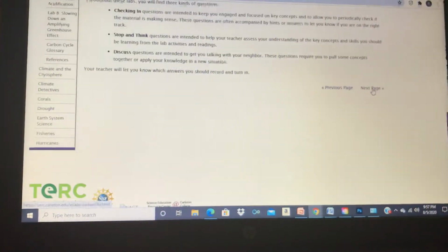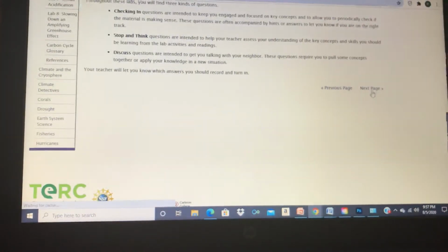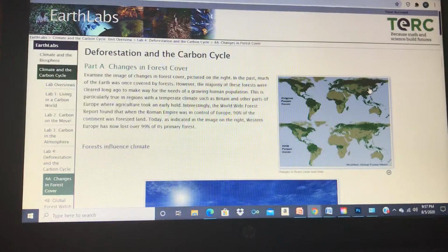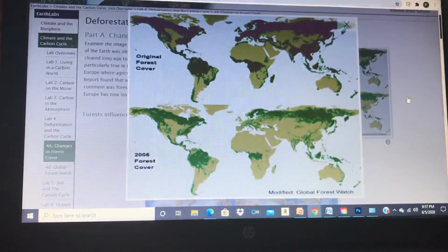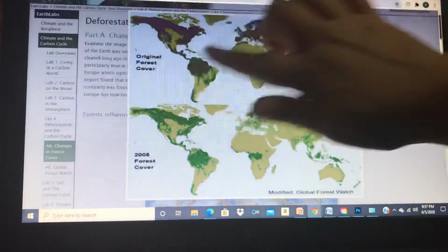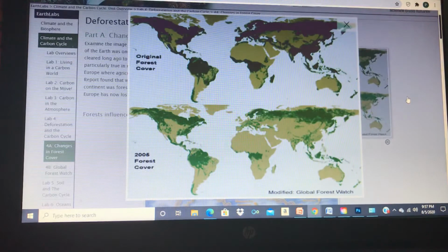So we're going to go to the next page. Scroll down and click to next page. So, deforestation and the carbon cycle. This we actually talked about in our last picture. So we're going to click on that and you can see in the very top part of this picture is the original forest cover. You can see how much darker that is compared to this image here from 2005. This is the region where we talked about the 99% of its primary forest being lost.